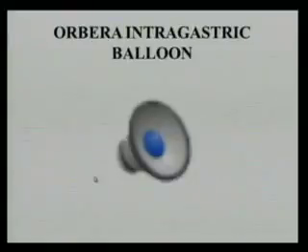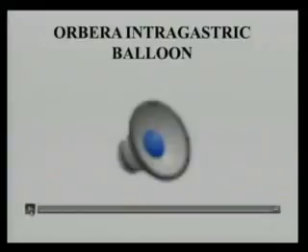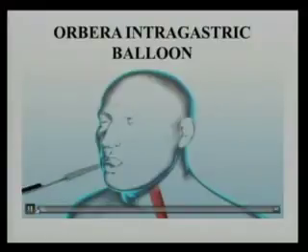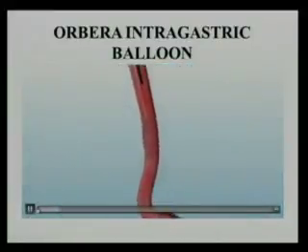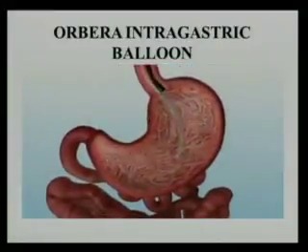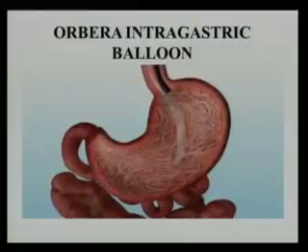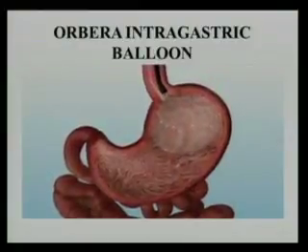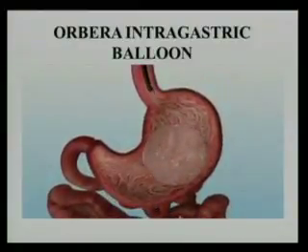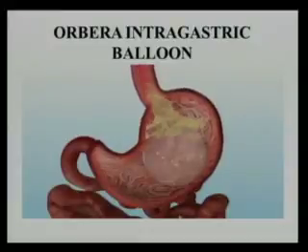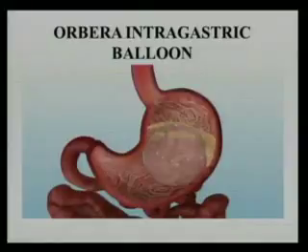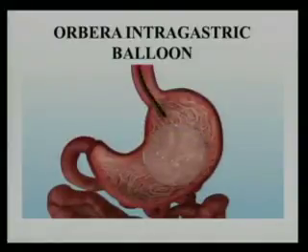So let me show you a video here about how the balloon goes down next to the scope. We inflate the balloon with saline, and many times we add 10 cc of methylene blue. So when the patient eats, it will try to delay gastric emptying, in addition to providing a space-occupying lesion.